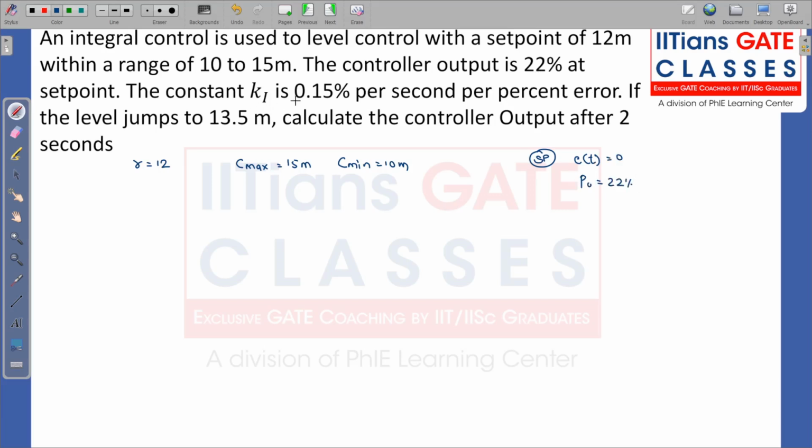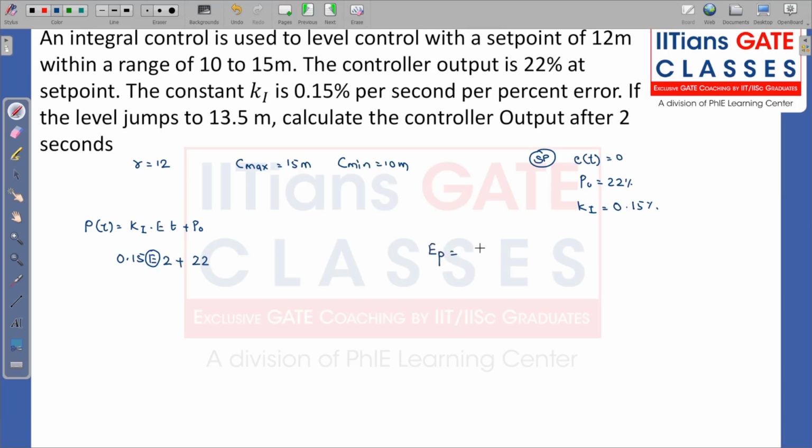22% is given. The constant Ki is given also. Ki given to us is 0.15% per second percent error. If the level jumps to 13.5, calculate the controller output after 2 seconds. Once again, same kind of question. So P of T is equal to Ki into error into T plus P naught. Ki given is 0.15%. Error we don't know. Time given to us is 2 seconds. P naught is 22%. So error we need to find out.